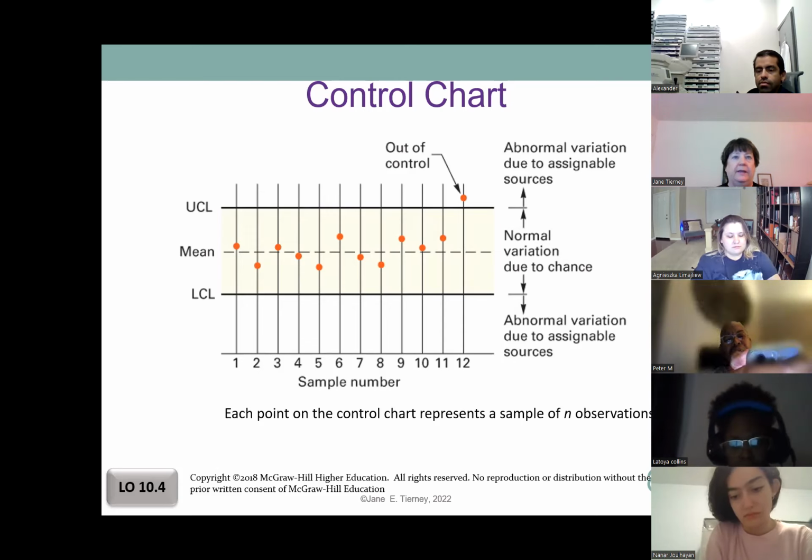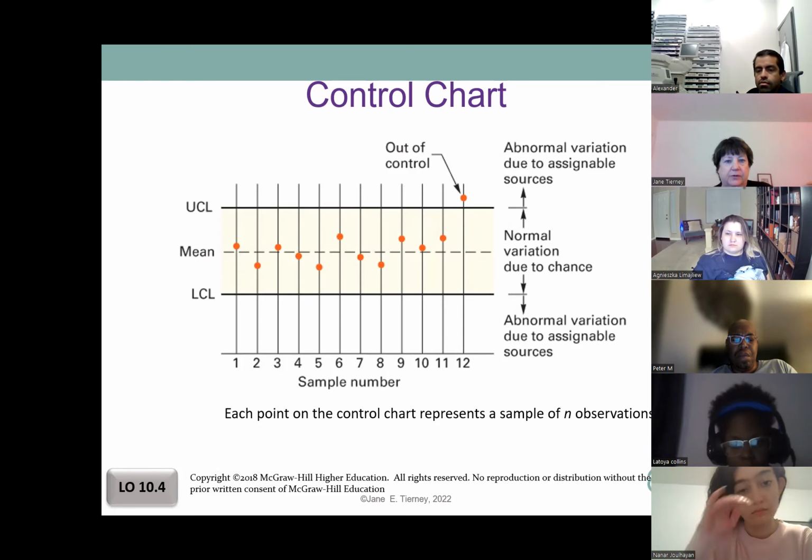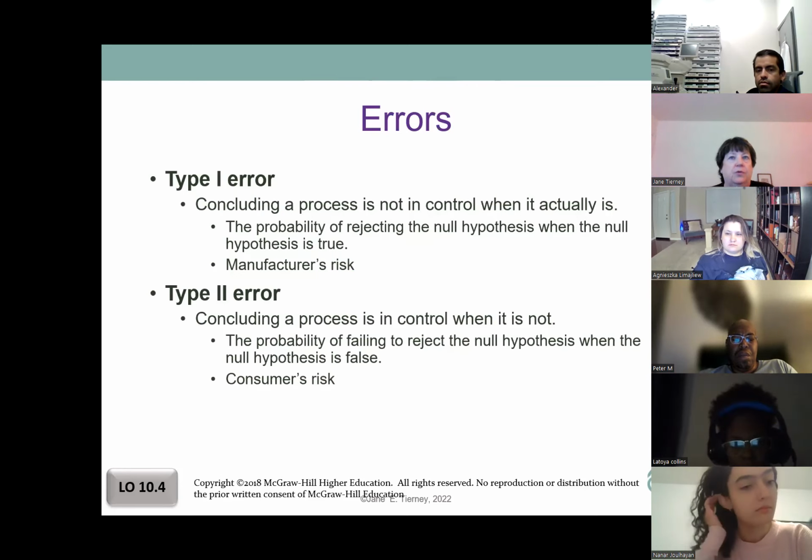So we're looking at what's assignable cause, what's normal variation, which is that little bit of up and down, versus something that's clearly outside of those limits once we've calculated those. So we're looking for kind of errors in the process. And the type 1 error says we have a process that's not in control because of the analysis we do, but it's actually in control.